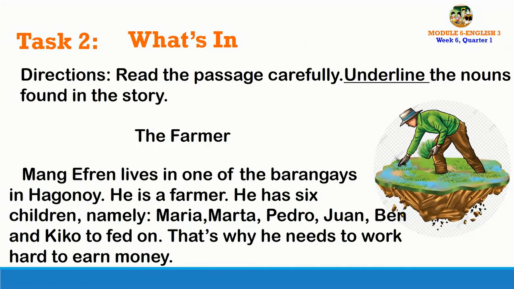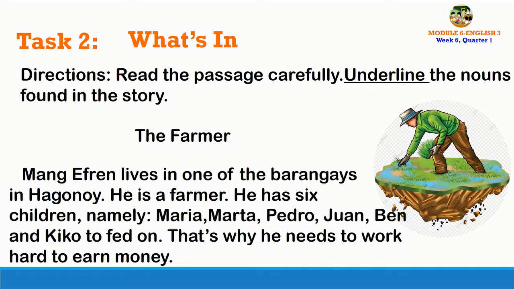In the previous lesson, you understood that words which tell names of persons, places, animals, things, and events are called nouns. In this lesson, you will know the two types of noun, proper and common nouns. For your Task 2, What's In, Activity 1. Directions: let us read and understand the story carefully. Then, identify and underline the nouns found in the story.